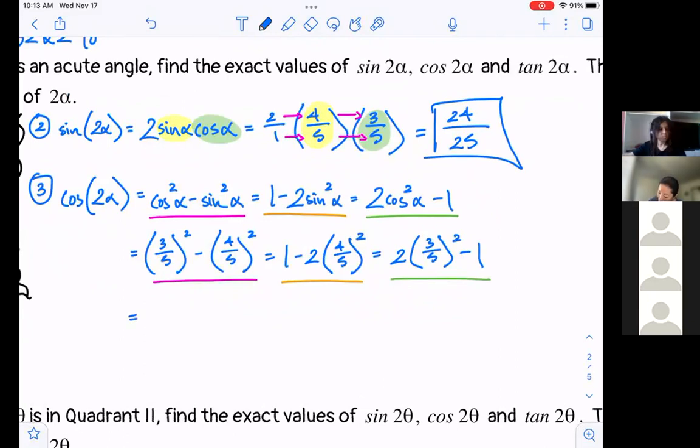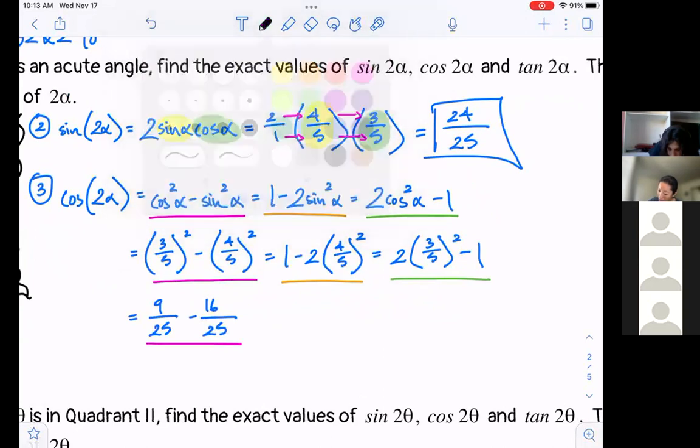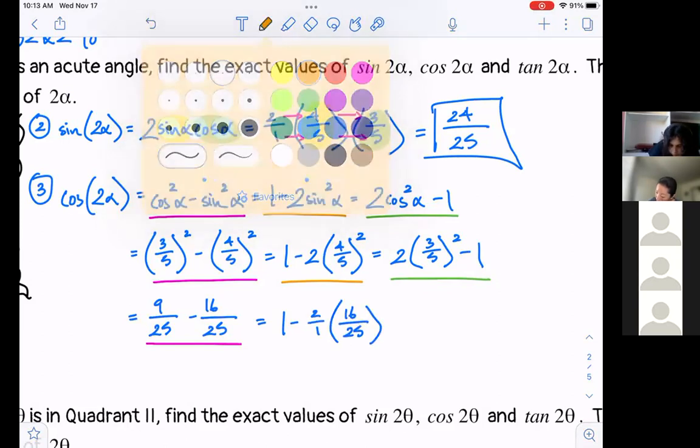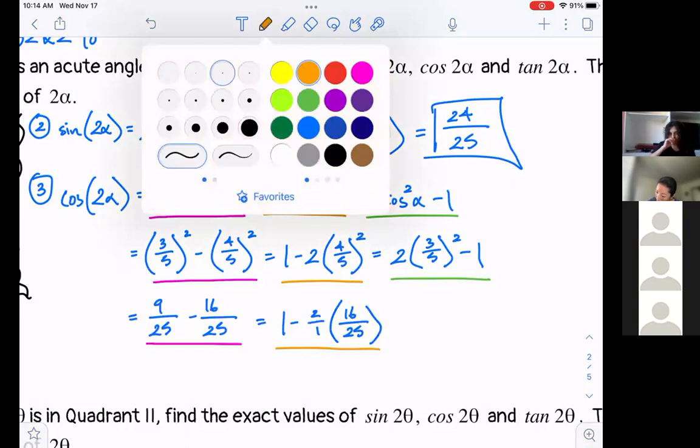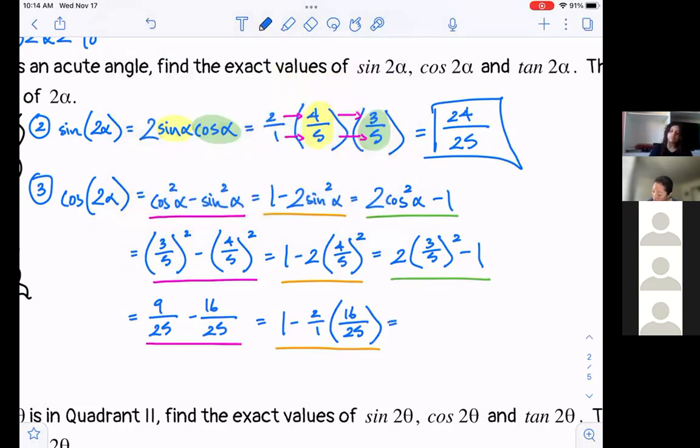So if I expand the pink one, I'm going to get 9 over 25 minus 16 over 25. Right? If I expand the orange one, I'm going to get 1 minus 2 over 1 times 16 over 25. And if I expand the green one, I'm going to get 2 over 1 times 9 over 25 minus 1.